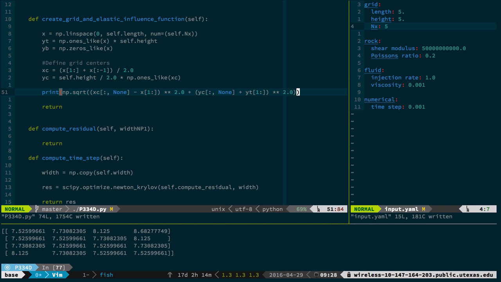I just need to include the rest of the terms now. So basically, I'm going to divide by the multiplication of those. So these two terms multiplied together.